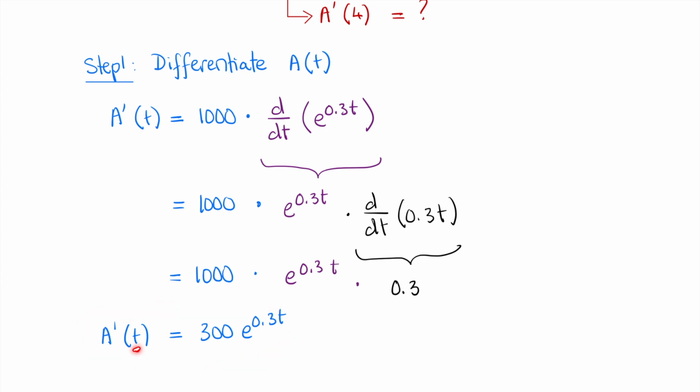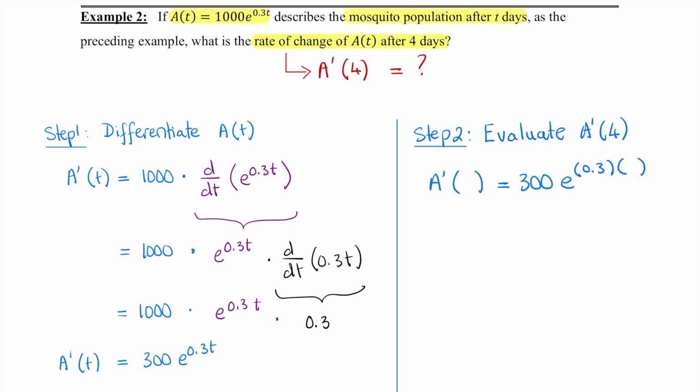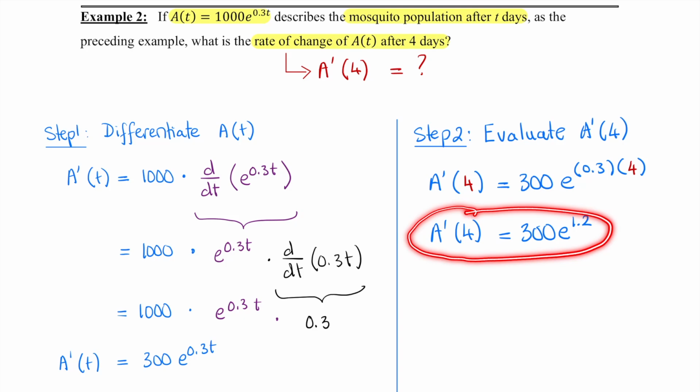Now plug in t equals 4. A prime of 4 equals 300 times e to the 0.3 times 4. And 0.3 times 4 is 1.2. A prime of 4 equals 300 times e to the 1.2.